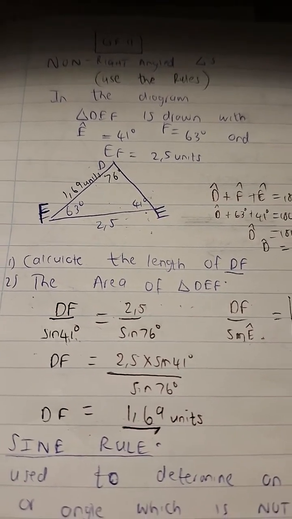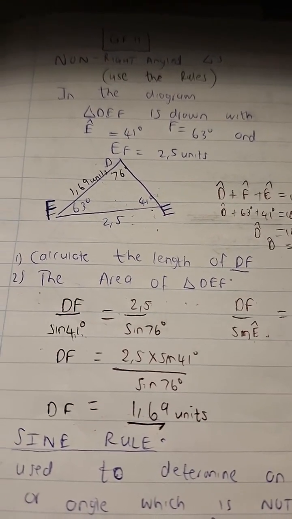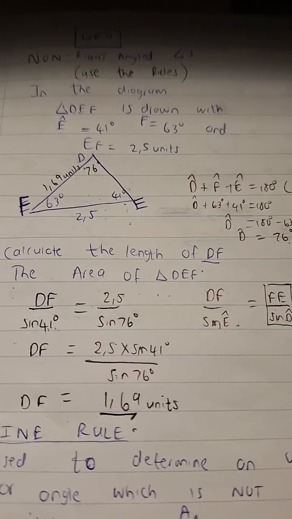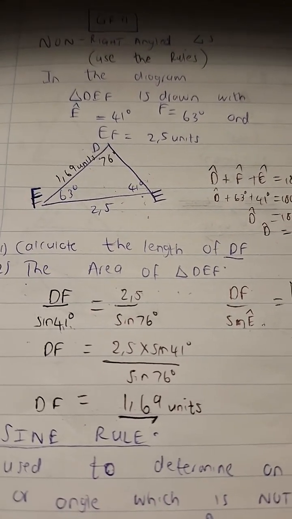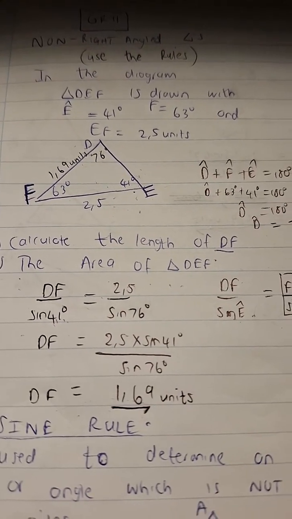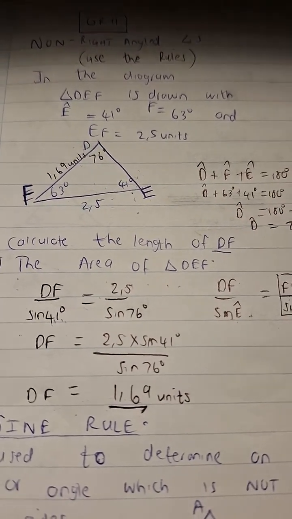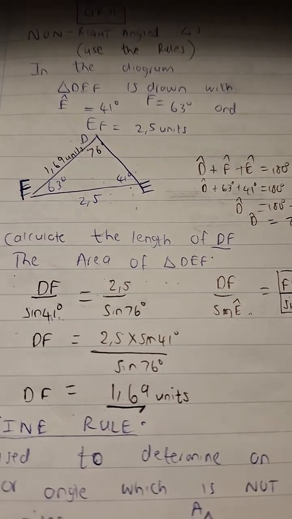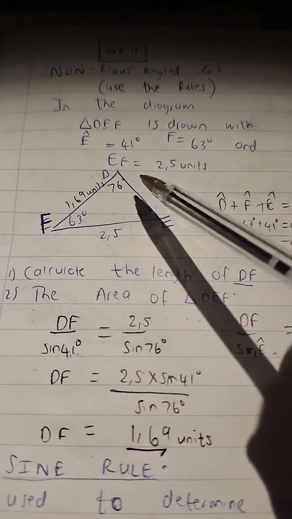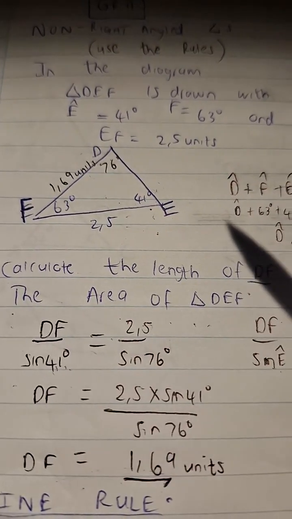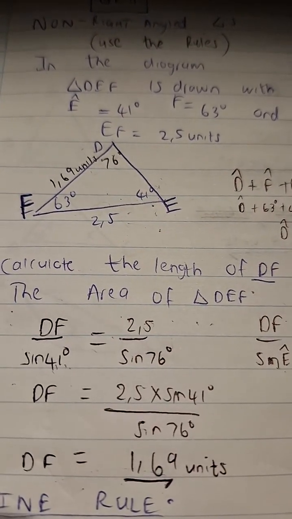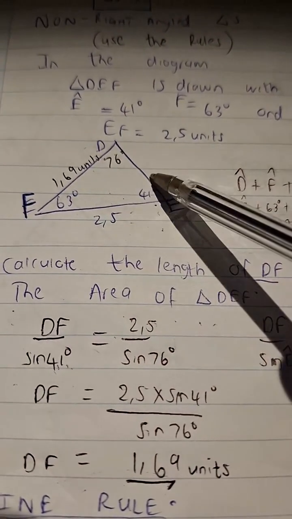The area of triangle DEF. Now if we look at triangle DEF, we want to calculate the area of this triangle. There are 2 ways to calculate the area of any triangle. The first way, in earlier grades, we would use a formula: area is equal to half base times perpendicular height. The question is, do we have a perpendicular height here? No. So that formula will not be utilized here.